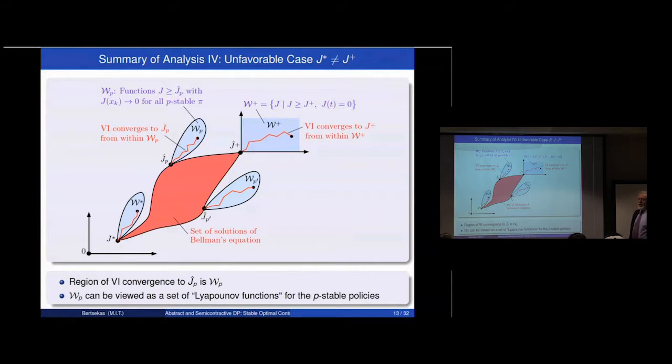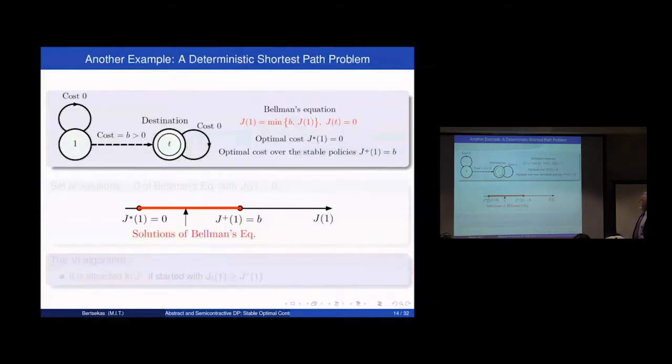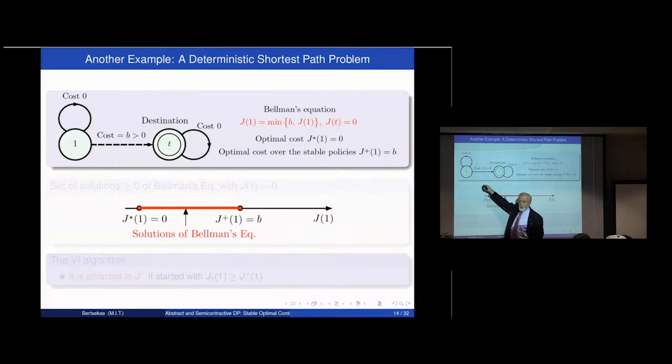Okay, so that's in summary all of the analysis. And let me demonstrate this analysis in terms of a very, very simple example. This is the simplest dynamic programming problem that you will ever encounter. It's a shortest path problem, deterministic, with just one node and a destination. And at this node, you have a choice of staying there at cost zero, or moving to the destination with a positive cost.